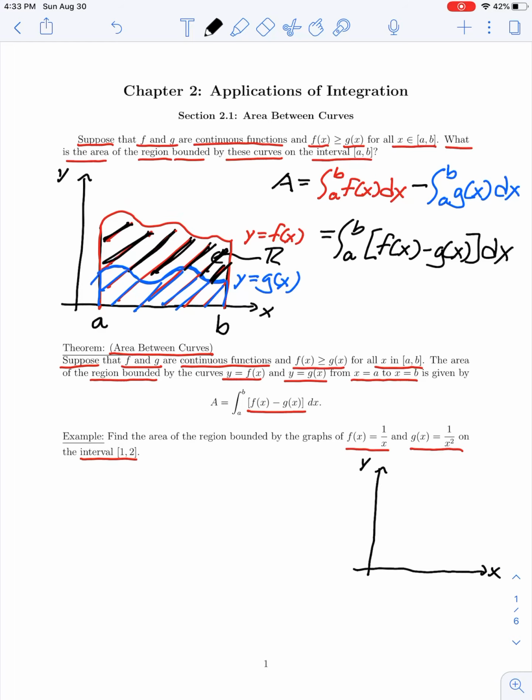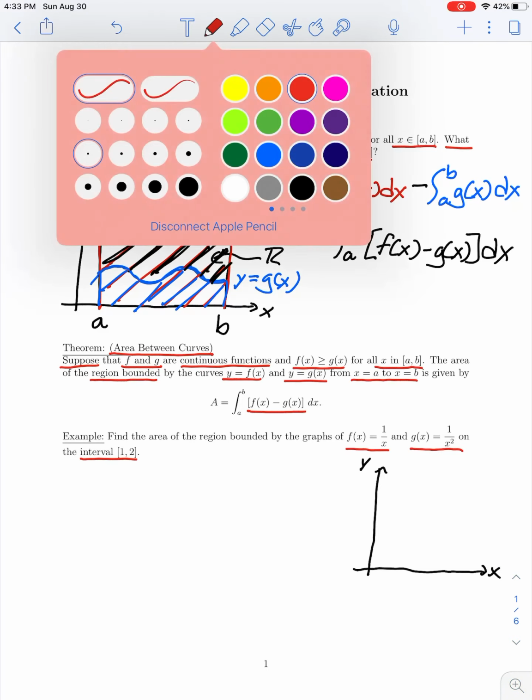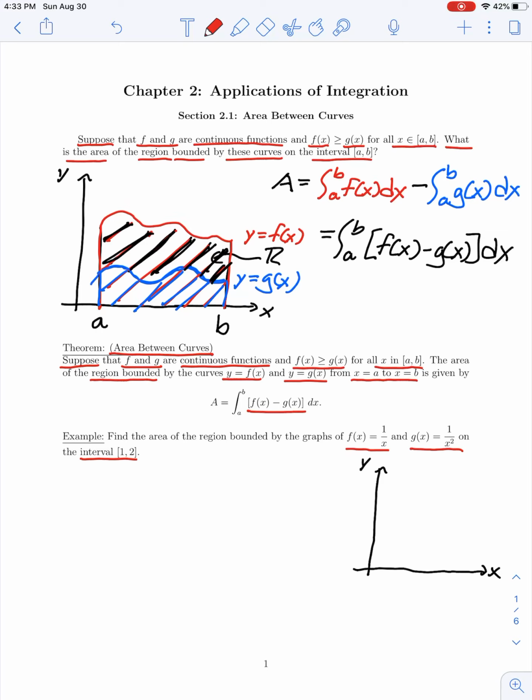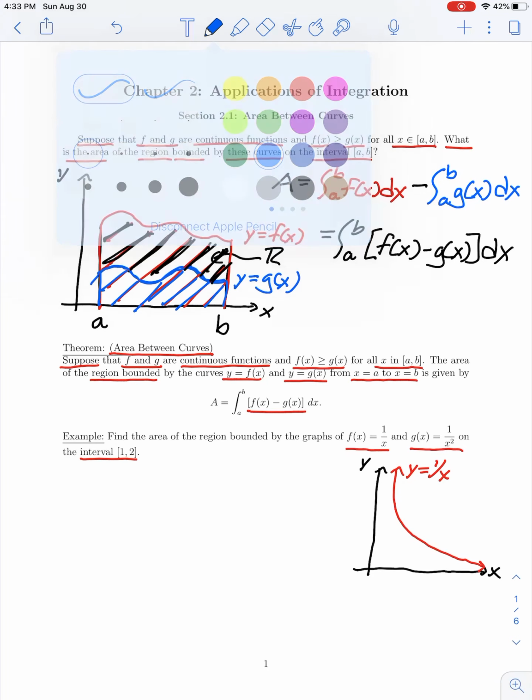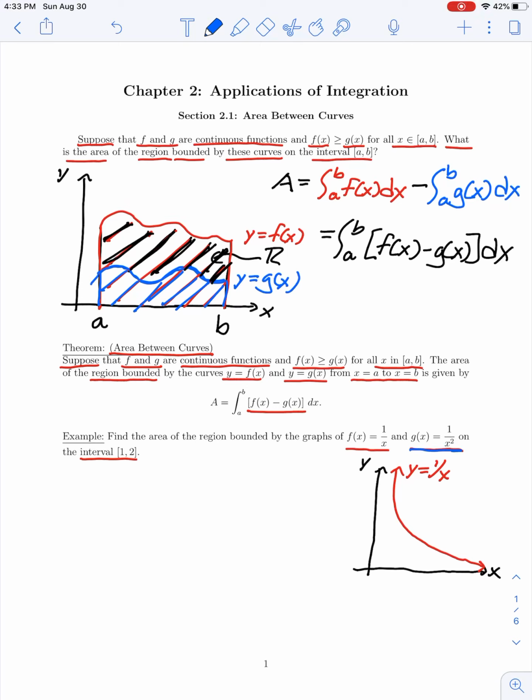So let's start with the first curve, the graph of y equals f of x, which is 1 over x. So we know that the graph of 1 over x is this hyperbola sort of shape. I'm only interested in the interval from 1 to 2 here, so I'm only going to draw the part that lies in the first quadrant. So this is our curve y equals 1 over x. And our other function, g of x, which is 1 over x squared, looks similar to the graph of 1 over x.